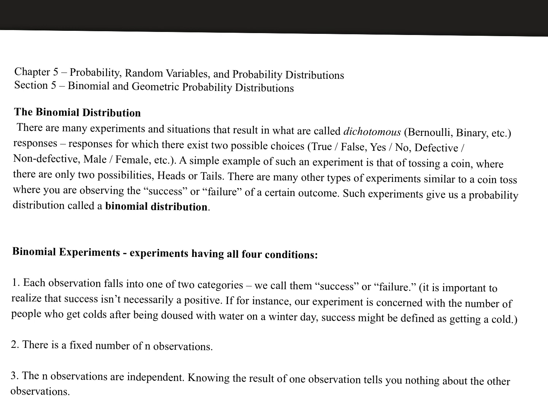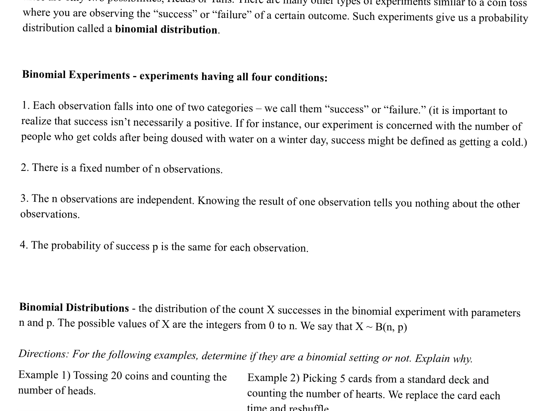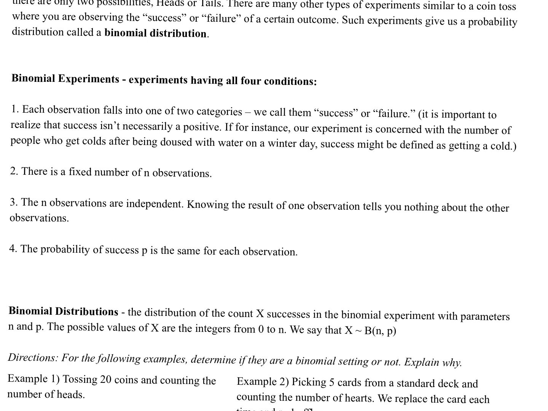There are many other types of experiments similar to a coin toss where you have a success or failure of a certain outcome. So they give us a probability distribution called a binomial distribution. Binomial experiments have to meet 4 conditions, and all 4 must be met. Some of them are typically always met, and you look specifically for a couple of them. One is that each observation falls into one of 2 categories, typically referred to as success or failure. Success really depends on what the experiment is looking at. If you're looking at the number of people who get colds after being doused with water on a winter day, success would mean getting a cold, and failure would mean not getting a cold.